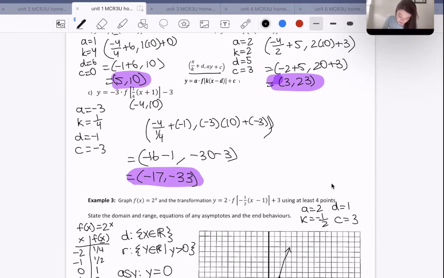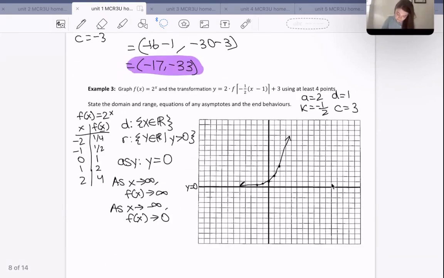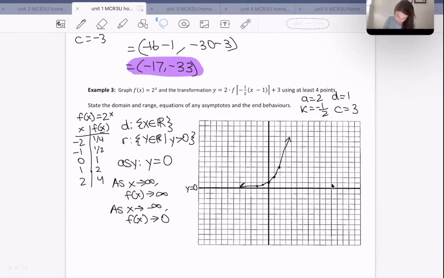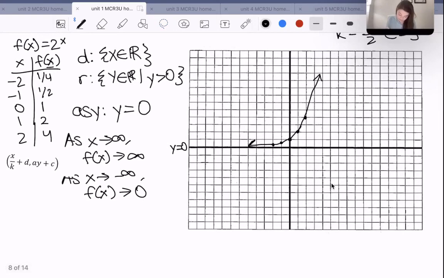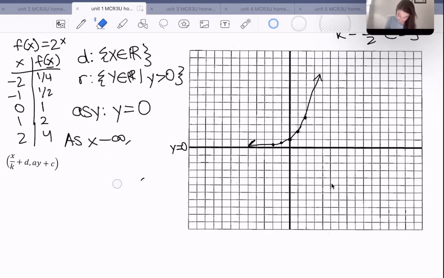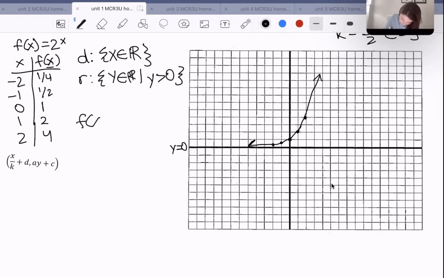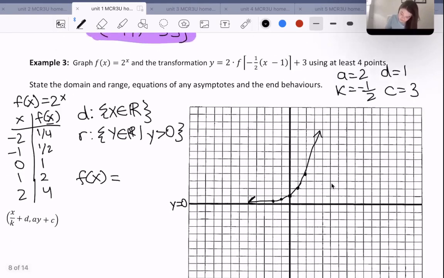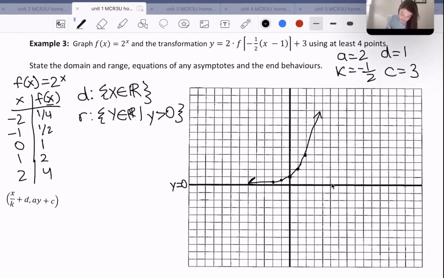So I'm going to put all of those into this equation to get my new points, and I'm going to put them in for the new graph. Okay, I wish I had more room here. Actually, you know what? I'm going to erase some of this stuff so we have more room. We already did this question. So, for f of x is equal to, or we'll just say transformed function. That's a lot to write out.